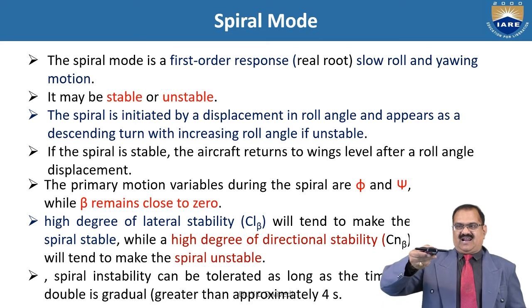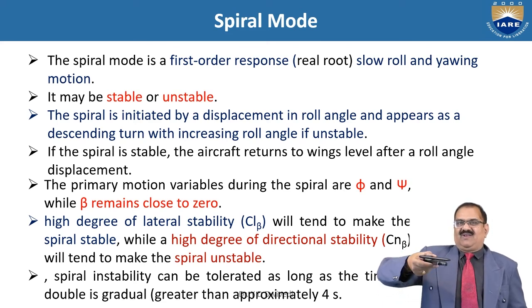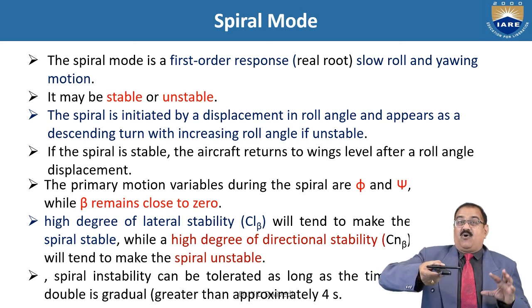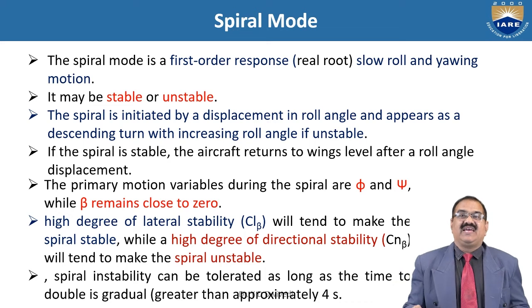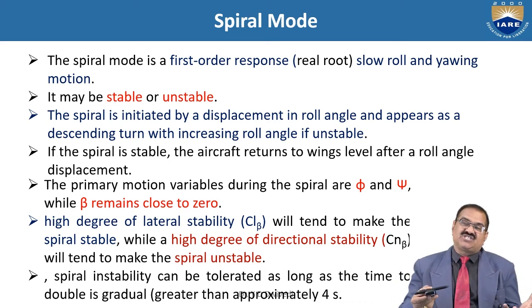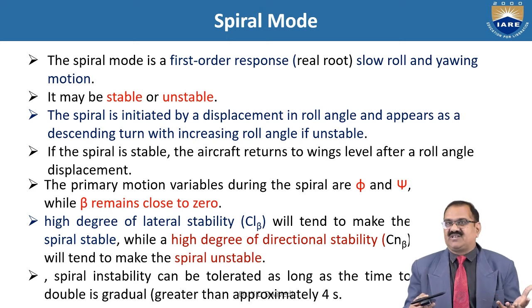Just like an aircraft flying like this, you give the roll, yawing will also be there. Roll and yaw, both are there. Then it is called the spiral. It may be stable or unstable. So this spiral may be stable or it may be unstable.